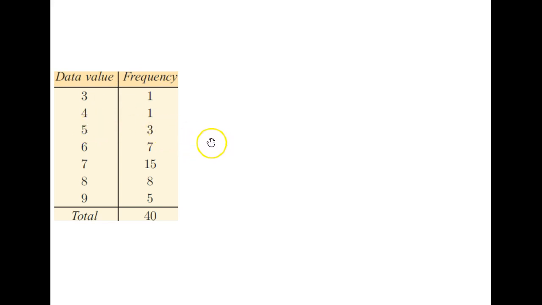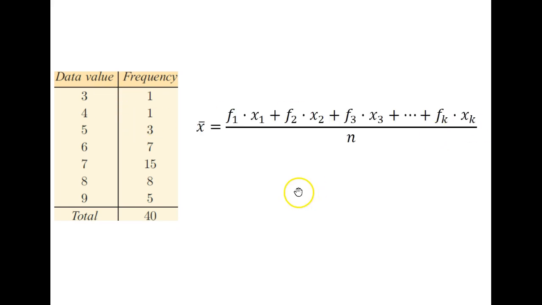But this gets pretty tedious if I have 40 data points. It could be done, but let's say I had 7,000 data points. That would be a lot of typing. So the way you would do that in that case instead is you would use these frequencies in the formula, so it gets modified like this. So you would say 1 times 3 because it occurs 1 time, plus 1 times 4, and so on.